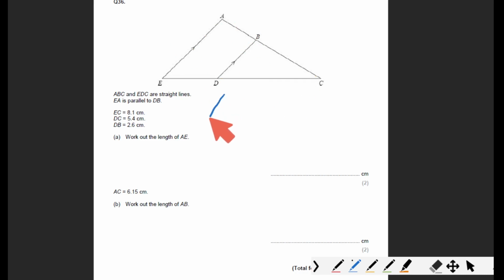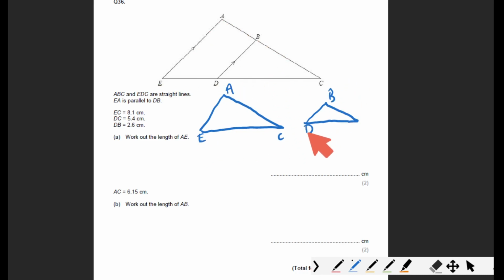That'll be helpful. So here's my big triangle and the smaller triangle. If I put the letters in, it'll make more sense. A, E, C. So that's the big one. B, D, C. All right, then let's put the measurements in. E to C, 8.1. D to C, 5.4. Okay, so they're in a similar position, so I can do a division to work out the scale factor, as I've done with the previous question.